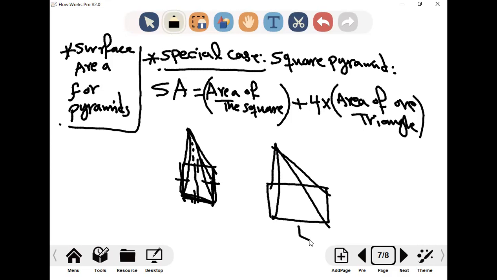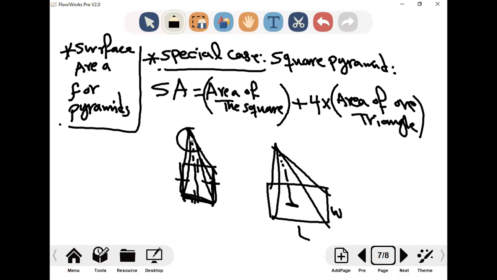The rectangle has length and has width. The height is the same for all the triangles, right? The height of the pyramid is the same height for all the triangles. So the triangles always have the same height, right? Good. What is the difference here? The bases. In the square pyramid, the bases are equal for all the triangles. That's why it's enough to find the area of 1.